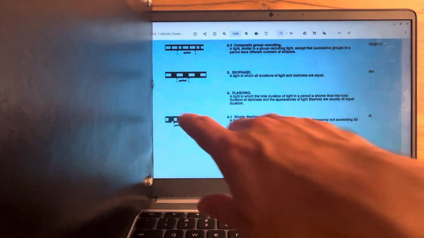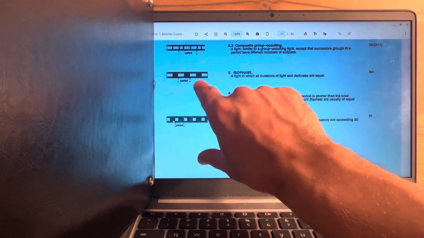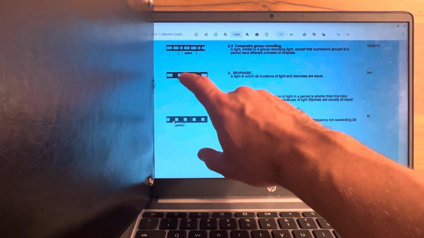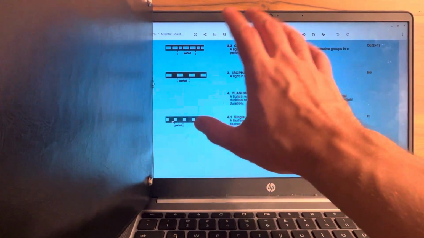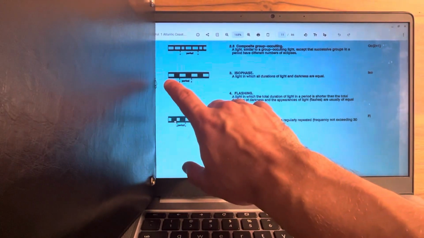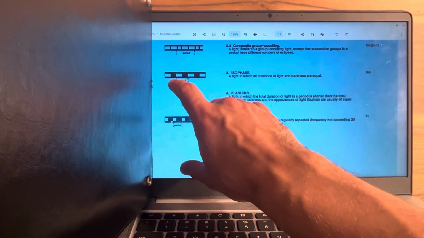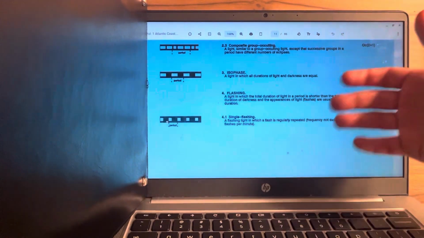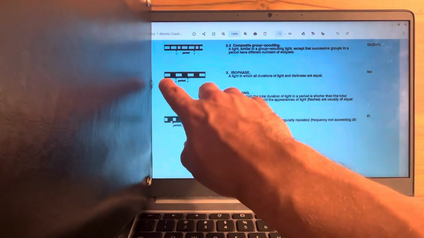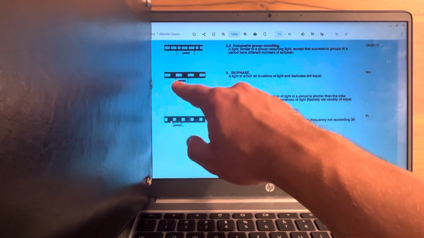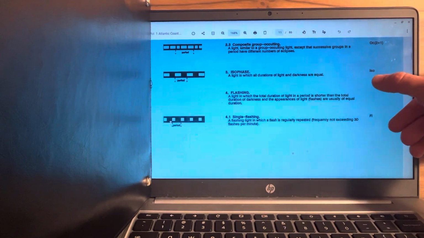Next we have isophase. This is also relatively easy to understand. An isophase light is just on for as long in total as it is off. They have the same length of time. So if it's on for a second, it's off for a second, on for a second, off for a second. Whatever that period may be can change, but if you were to add up the whole time that it's on and the whole time that it's off, they would be the same. It's labeled with ISO.